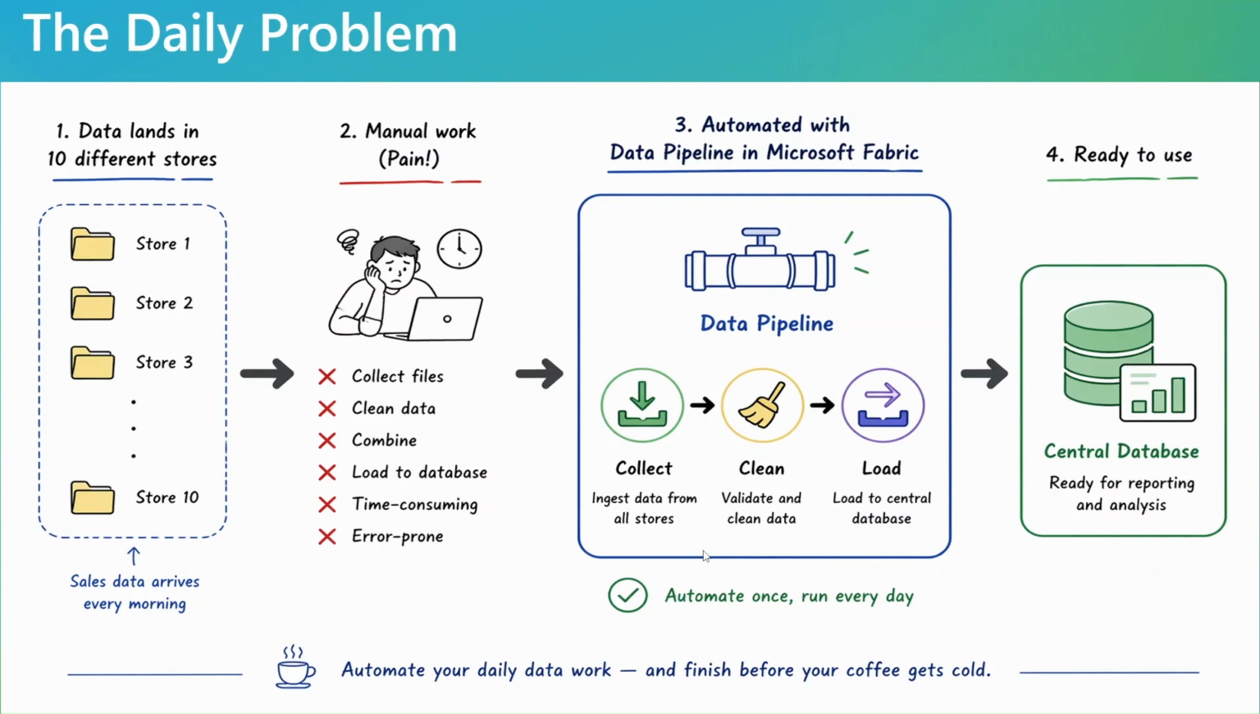So this is where the data pipeline comes in. Instead of doing everything manually, you can automate it. The pipeline will pick the data from all the stores, clean it properly, and load it into one central place. The best part is you set it once and it runs every day on its own. In the end, your data is ready to use all in one place for reporting and analysis, without all that daily hassle.